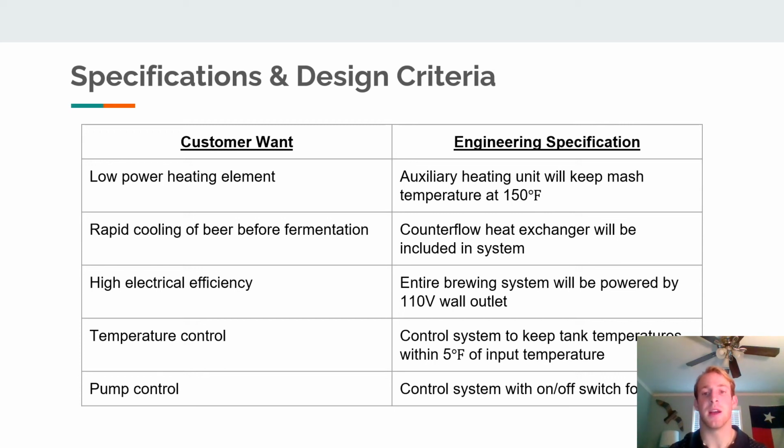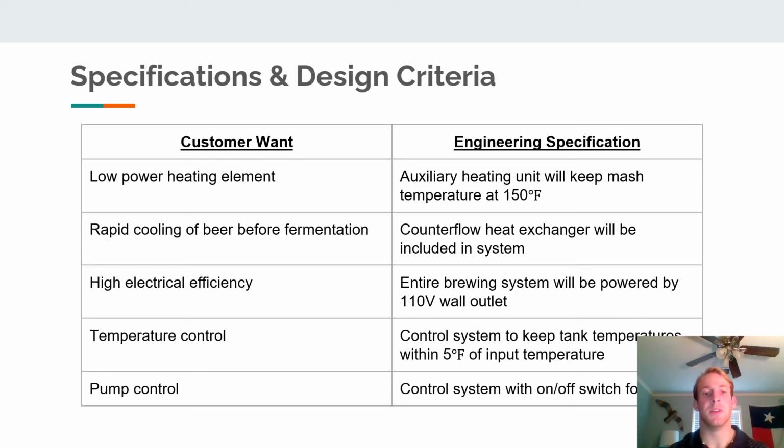We've decided to use a counterflow heat exchanger while the beer is being pumped from the brewing system into the fermentation tanks. This system will also need high electrical efficiency as the entire brewing system will need to be powered by 110 volt wall outlets, which is the only electricity source in the lab rooms.